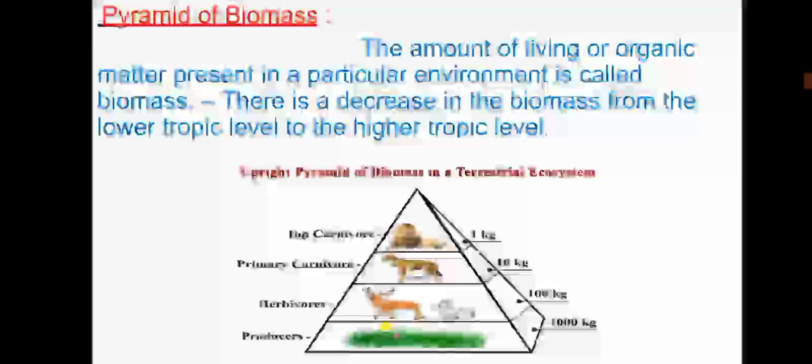In terms of weight or in terms of matter, when we calculate, that is called biomass. The amount of living or organic matter present in a particular environment is called biomass. In this picture, the producers' mass is 1000 kilogram. After that, primary consumer 100 kilogram, secondary consumer 10 kilogram, tertiary consumer 1 kilogram. So gradually the mass decreases from bottom to top.